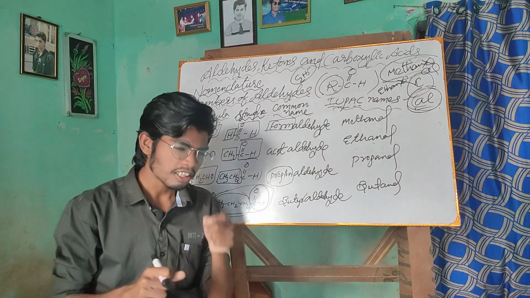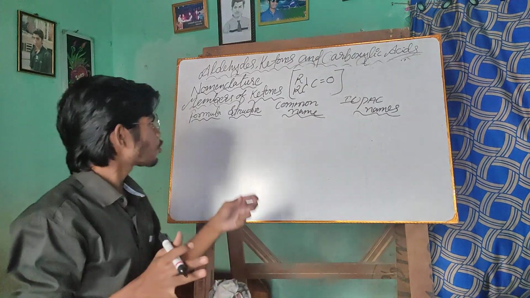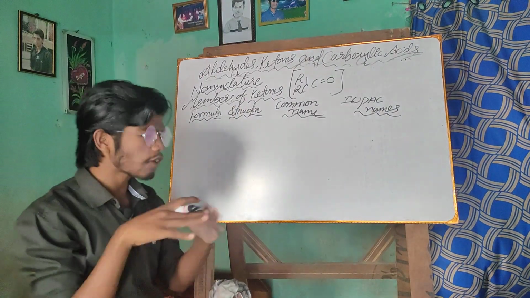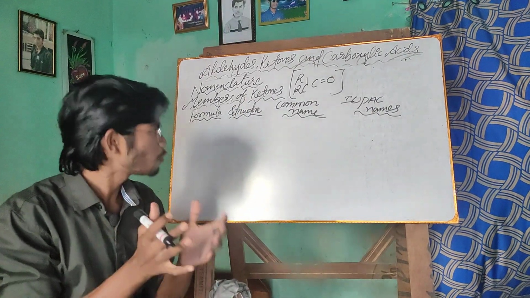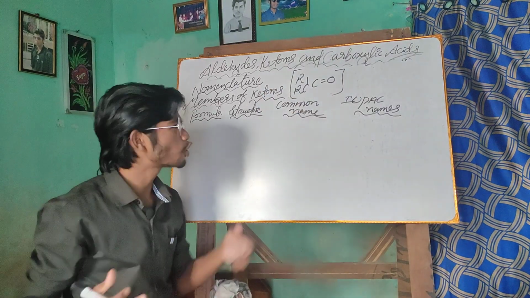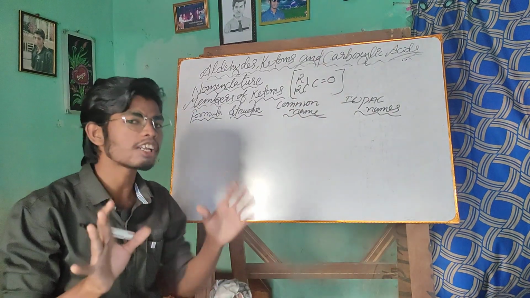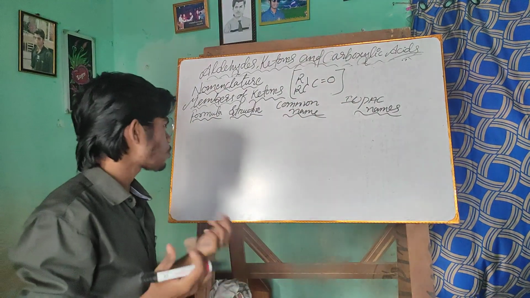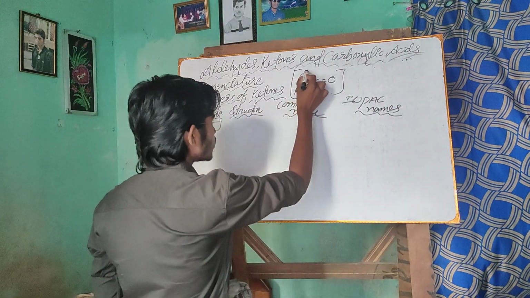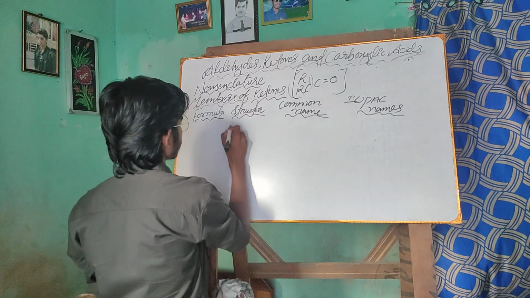Now we will discuss the members of the ketones. If we look at the members of ketones, first of all we need to look at the general formula of the ketone. What is the general formula of ketone? R R C double bond O. The ketone consists of two alkyl groups, or we can write aryl groups as well.